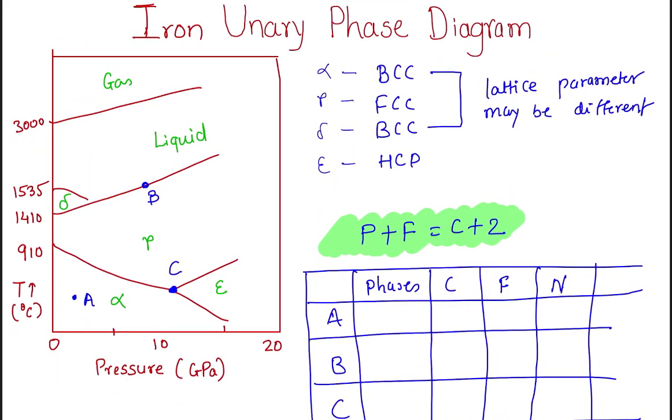Here we will take the example of the iron unary phase diagram. X-axis is the pressure, y-axis is the temperature. This alpha, eta, gamma and delta are the different solid phases. Here we have a liquid phase and here we have a gas phase above 3000 degrees Celsius. This alpha represents BCC, gamma represents FCC, delta represents BCC, eta represents HCP crystal structure. That's why there are 4 different phases in solid, because the lattice parameter may be different for this BCC and BCC.